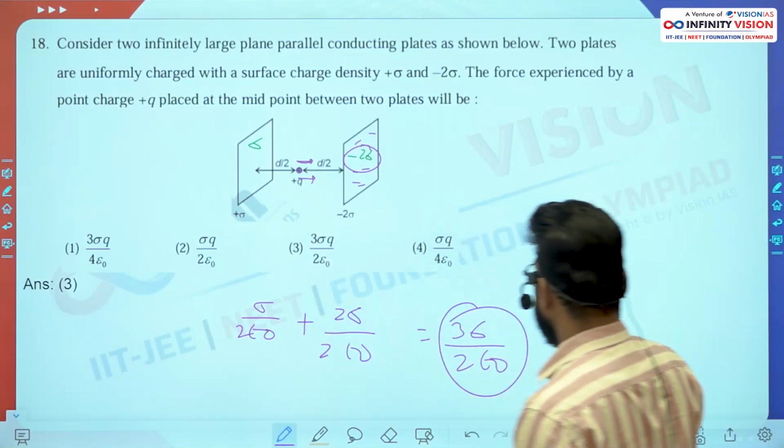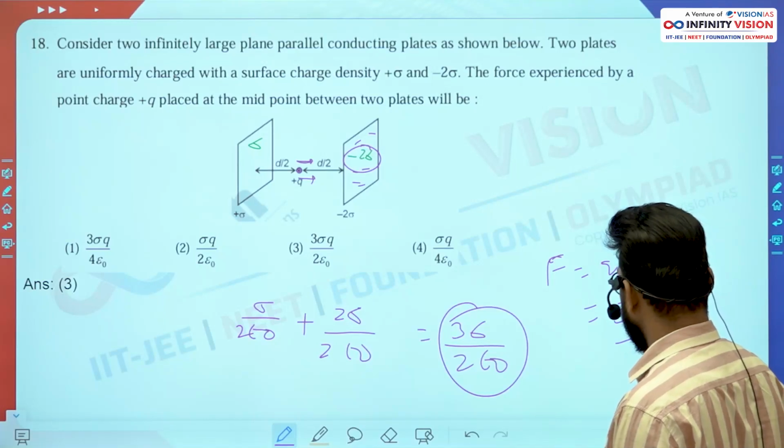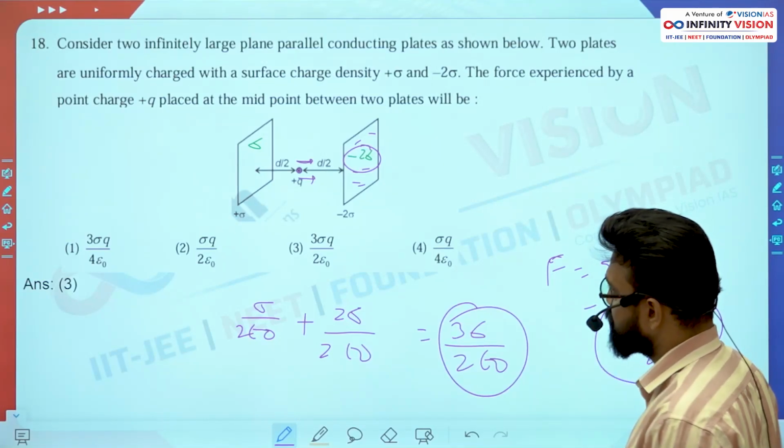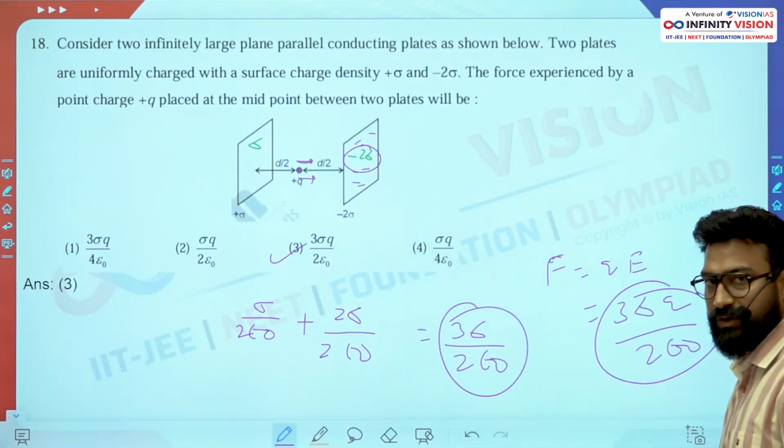So the force would be equal to Q times the electric field E, so 3 sigma Q by 2 epsilon naught. This is the final expression that we are getting, which is the third option, the correct option.